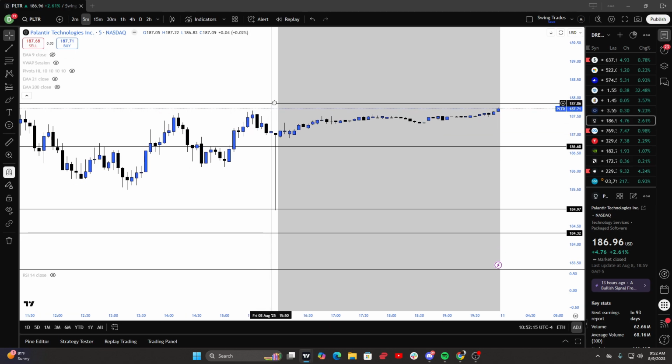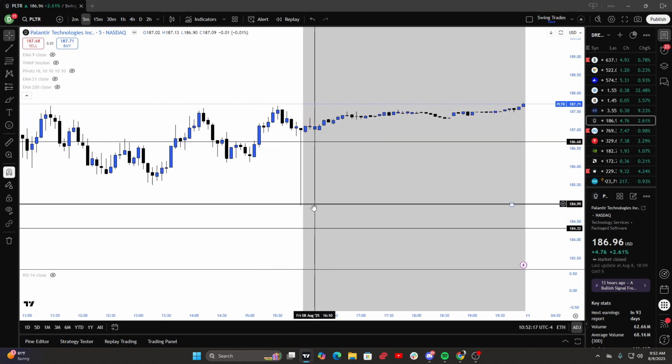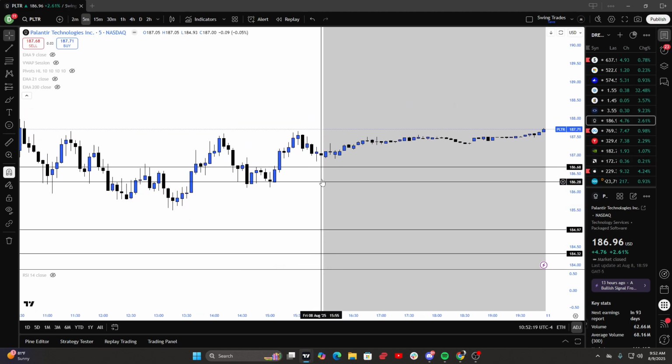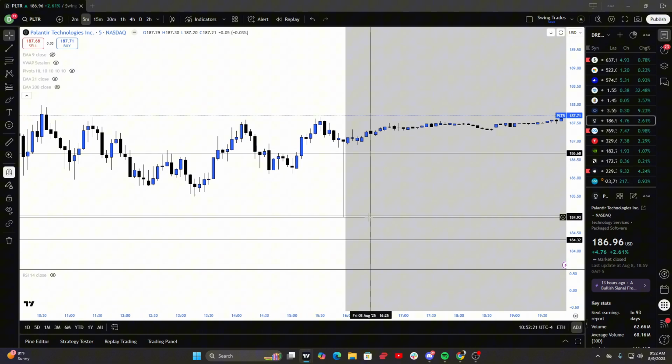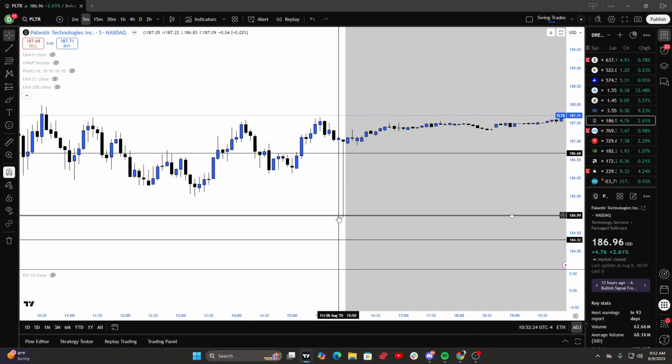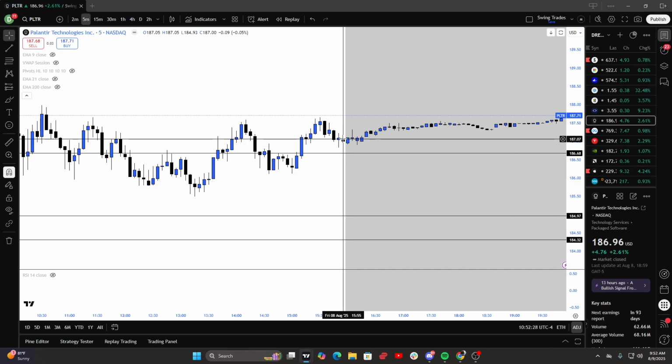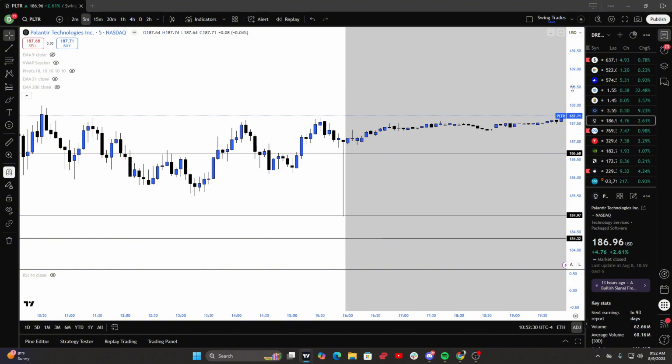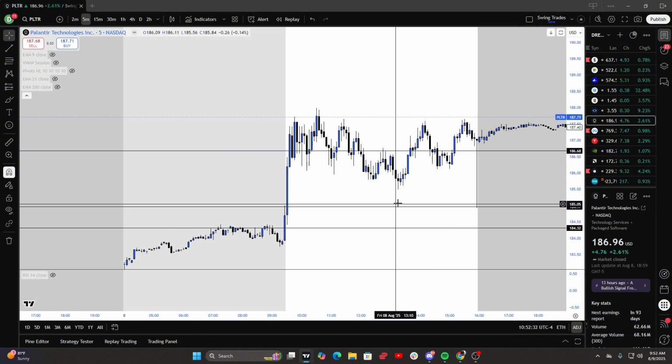So back to this example, right? I see that the buyers are in control on this candle. Why? Because sellers got it all the way down to 185, but before this candle closed, the buyers pushed it right back up for a $2 move into 187, which is a really big move.